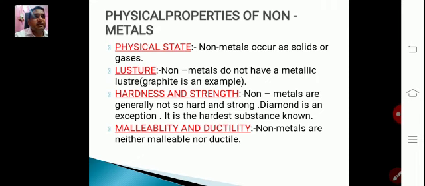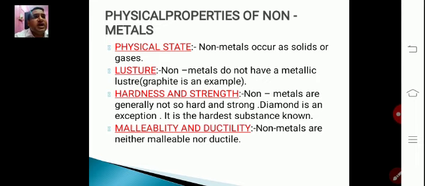The third property is conductivity. What about conductivity? Non-metals are poor conductors of heat and electricity. It means they do not allow heat and electricity to pass through them.